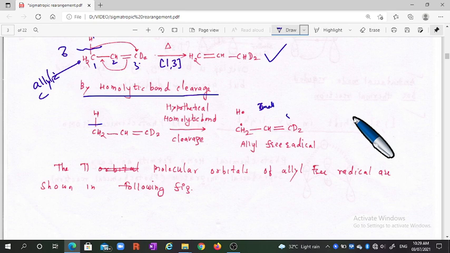Then it moves very fast towards this, simultaneously. In this case the pi molecular orbitals of the allylic free radical are shown here.